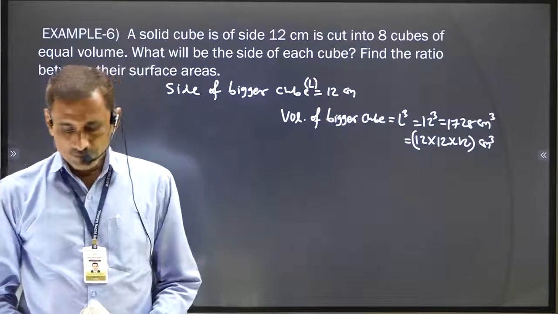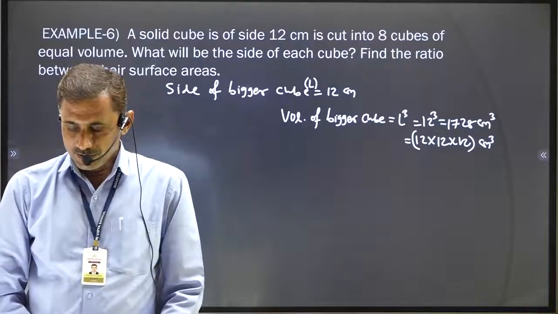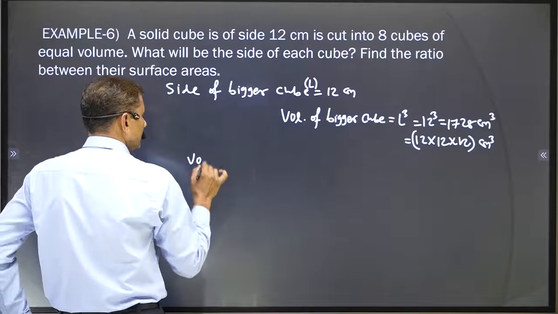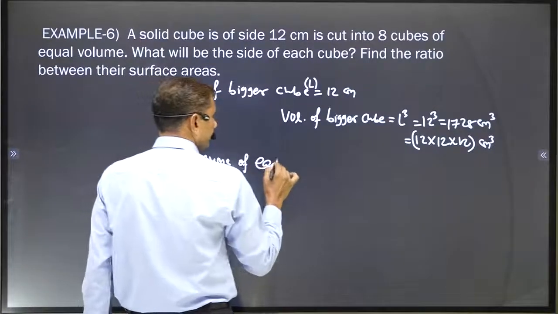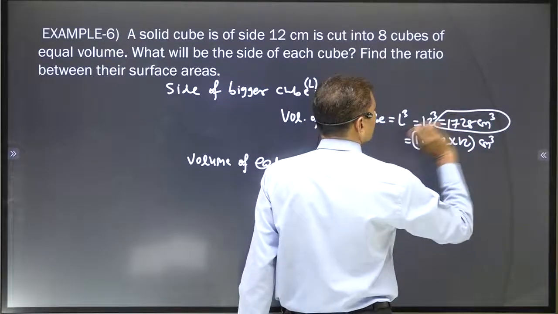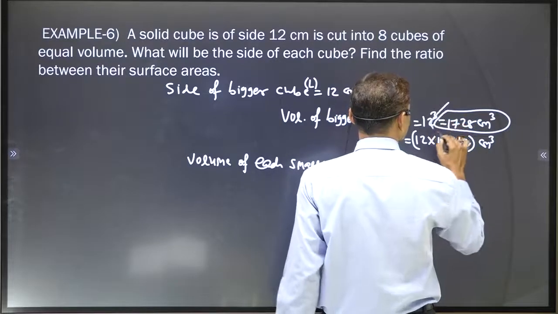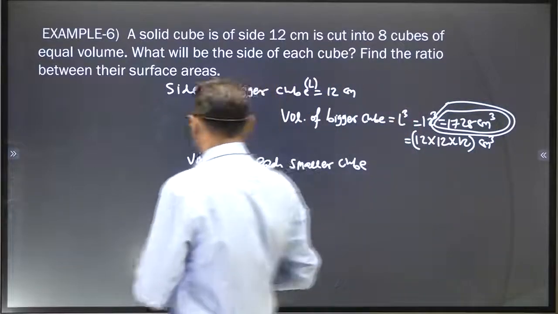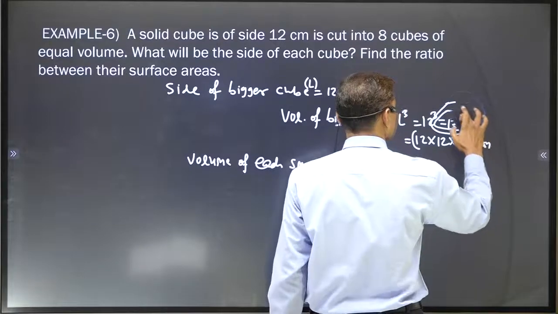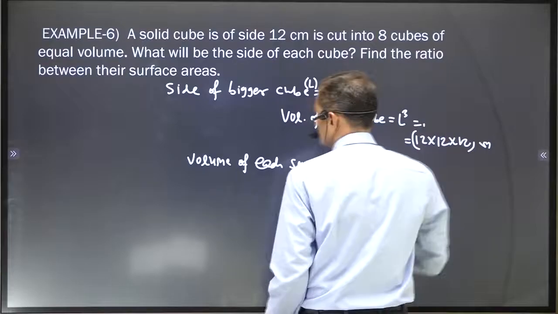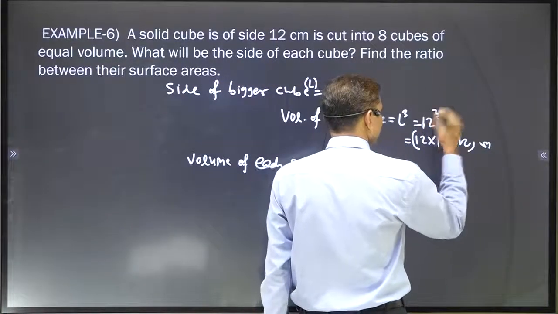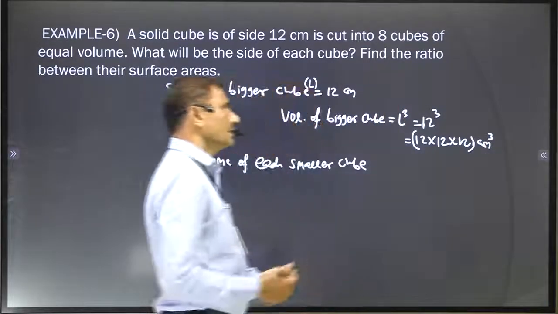Now you should divide it by 8, and in that way you can find its volume. So now say the volume of the smaller cube. Now I'm removing this part. Actually it is right, not wrong, but not needed here. So it is 12 cube, and here 12 into 12 into 12 centimeter cube.